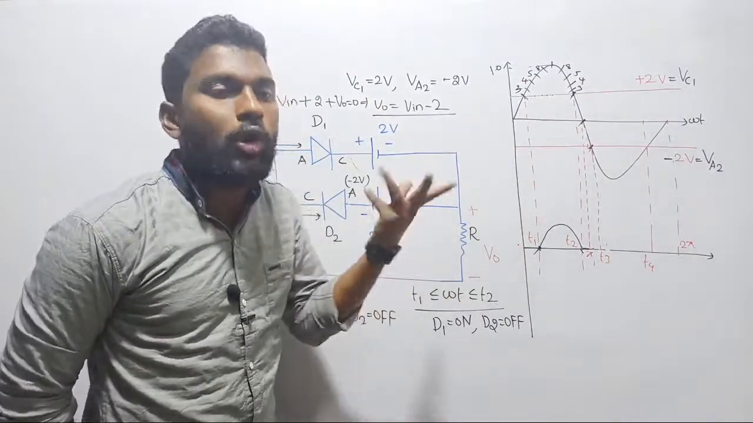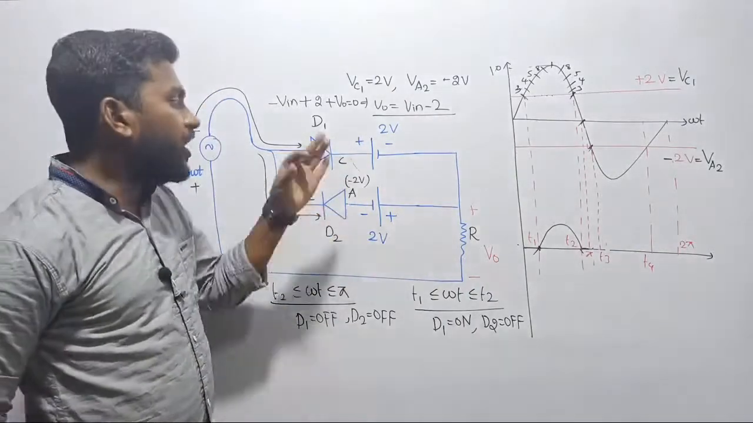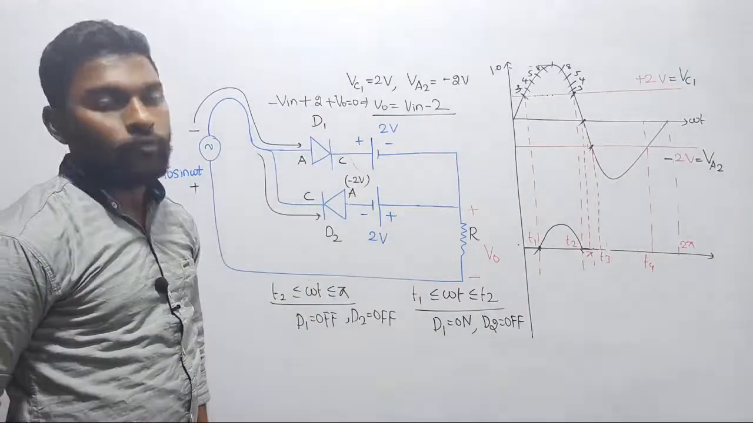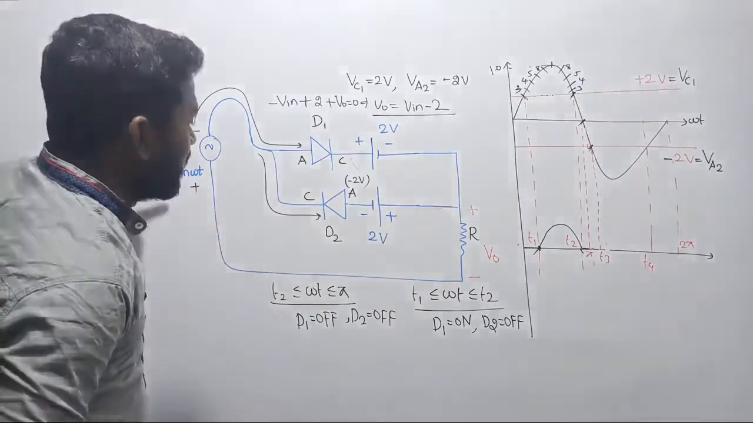With negative voltage, how can you satisfy the condition? You cannot satisfy the condition, so the diode turns off. So D1 is permanently turned off from pi to 2 pi. What about D2? Let us discuss. Now, across the cathode, we are injecting negative voltage.